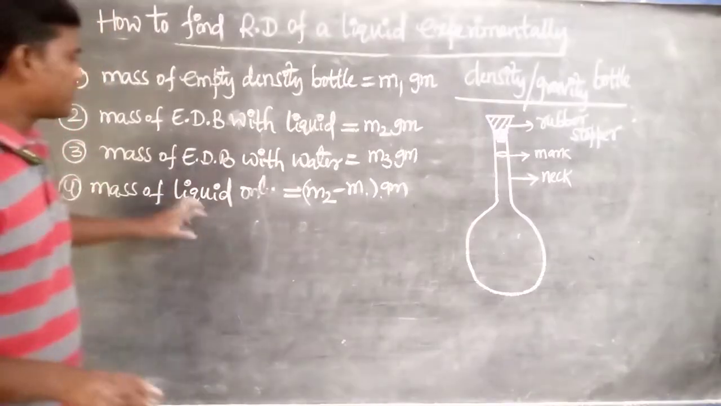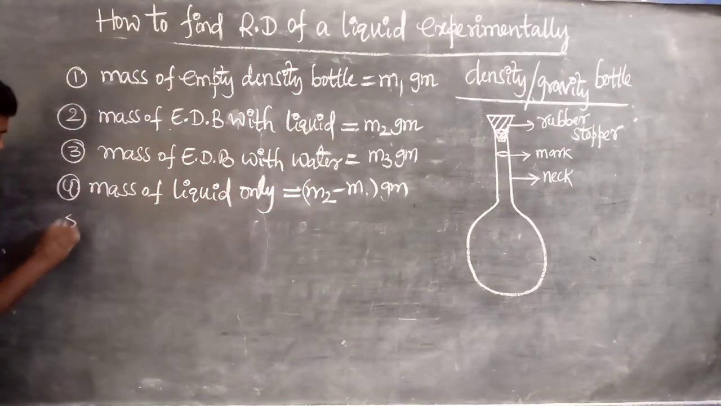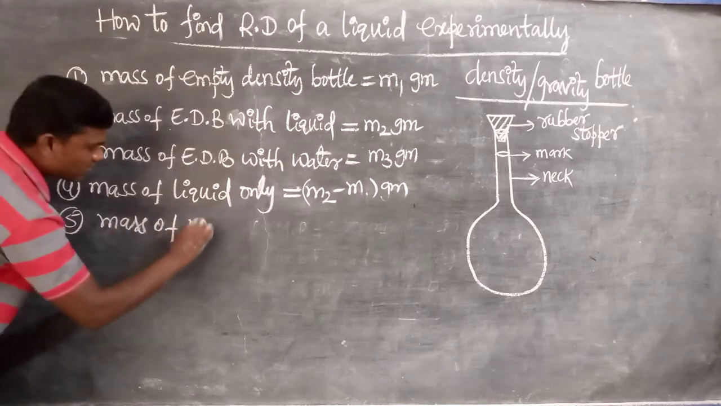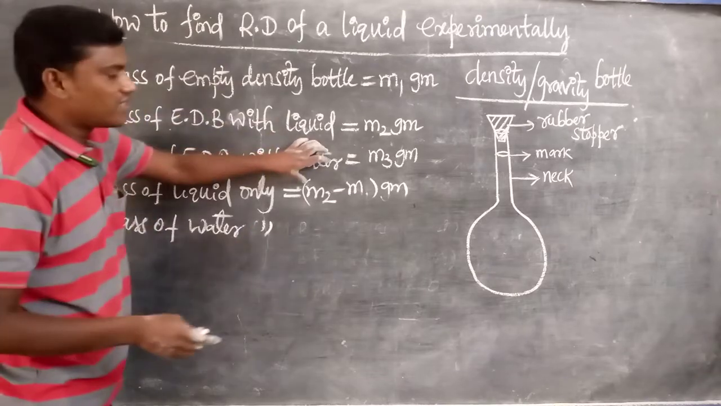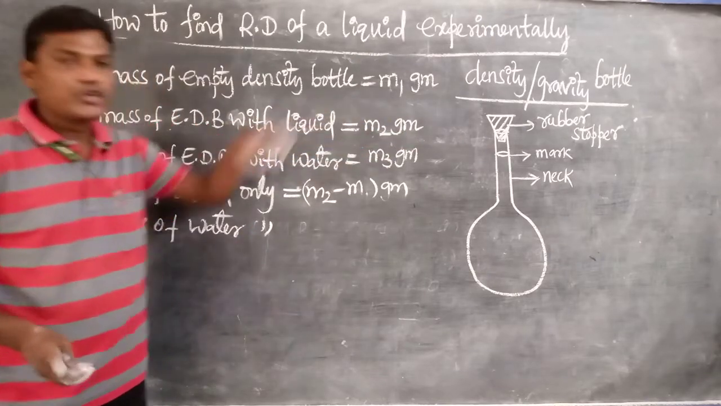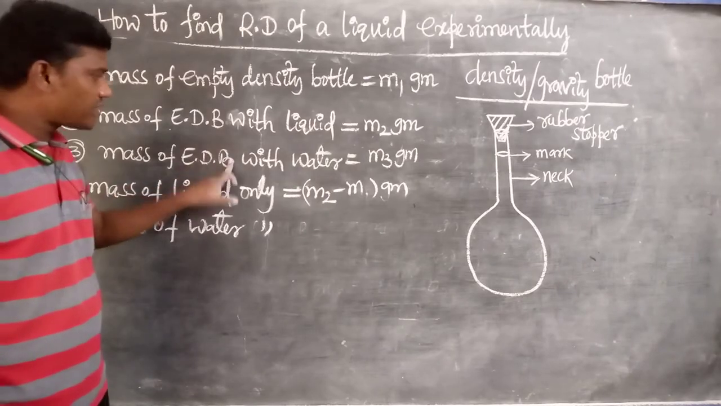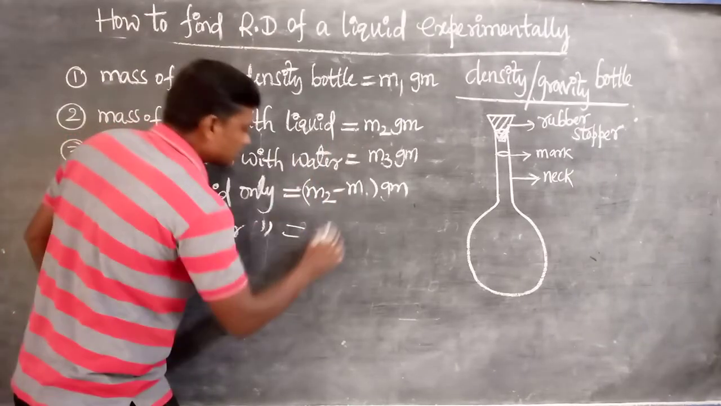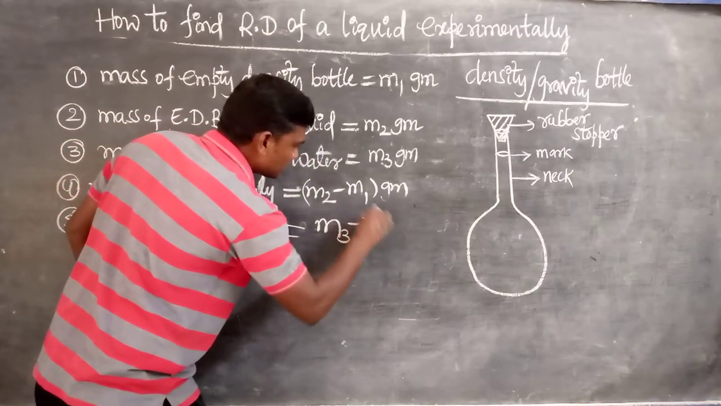So the mass of the liquid only is M2 minus M1. Next, in the same way, mass of water only. In the third time, the same bottle is filled with the water. At that time, the mass of the empty density bottle with water equals M3 gram. Now, like the previous one, here it is M3 minus M1 grams.